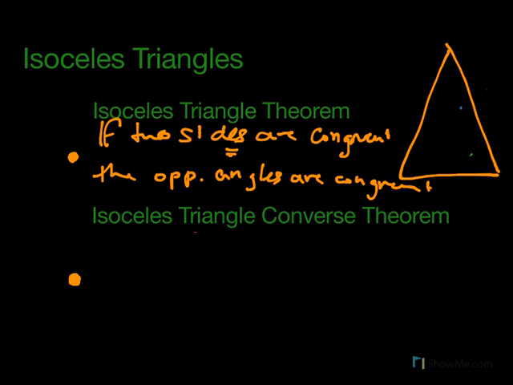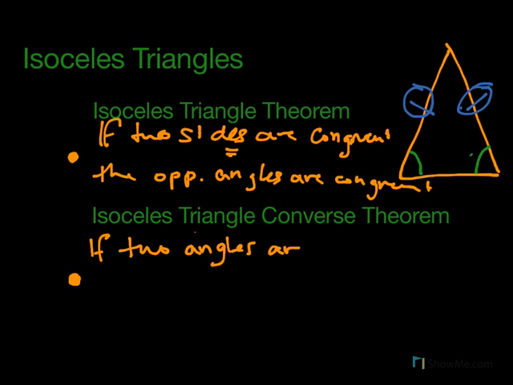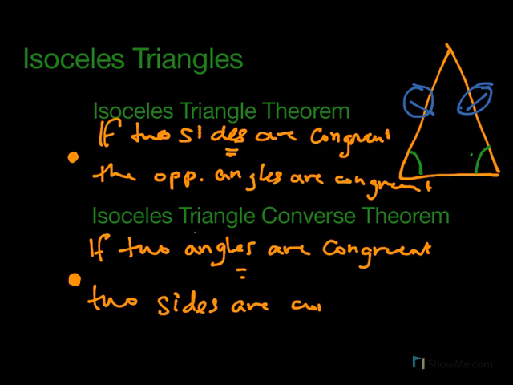Let me show this on this triangle. Let's say this side is congruent with that side. So the opposite angle is going to be this angle, and this one is going to be this one. So these two angles are also congruent. Now the reverse of this theorem says that if two angles are congruent, then at least two sides are congruent as well.